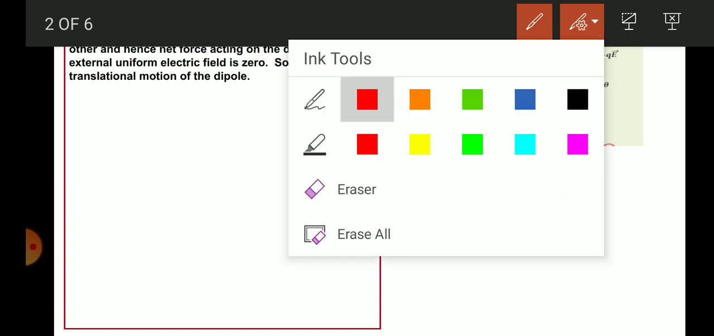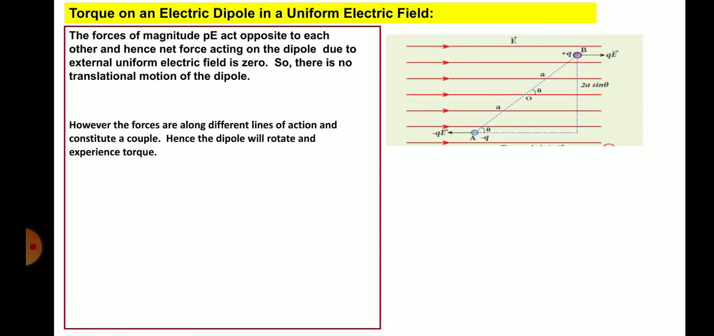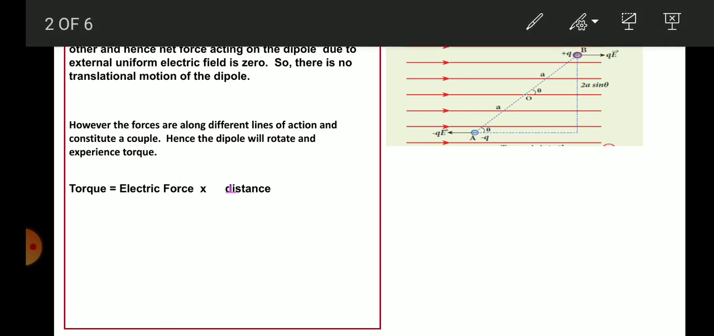Next, however, the forces are along different lines of action and constitute a couple. Hence the dipole will rotate and experience torque. When a dipole is placed in a uniform electric field, it starts to rotate. Rotate in the sense that it is turning, and that is called torque. Then torque is equal to force into perpendicular distance. What is perpendicular distance? The perpendicular distance between the two forces, that is, between the two charges.